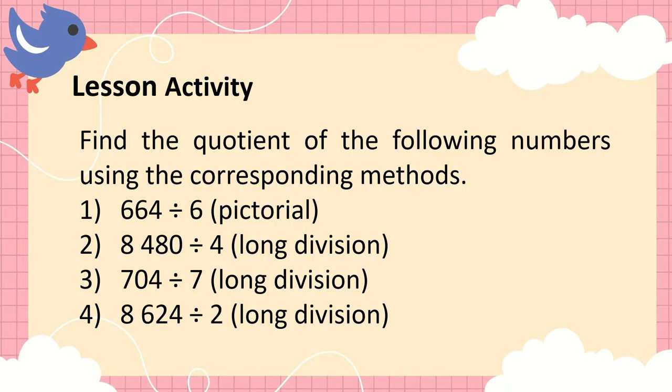For the lesson activity, find the quotient of the following numbers using the corresponding methods. Number 1, 664 divided by 6, pictorial. 8,480 divided by 4, long division. 704 divided by 7, long division. 8,624 divided by 2, long division.